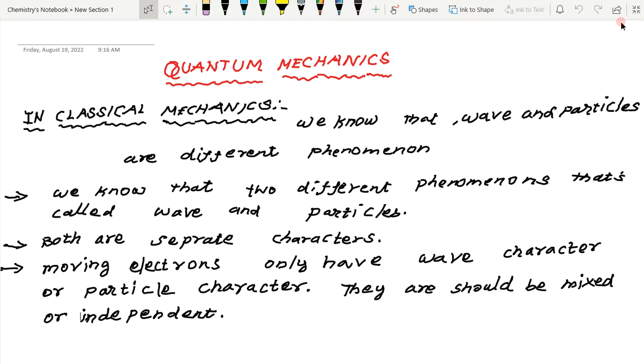Hi everyone. Today let's see the basics of quantum mechanics. In classical mechanics, we know that wave and particles are different phenomena. Both are separate characters. Moving electrons should have either wave character or particle character, they should be mixed or independent.